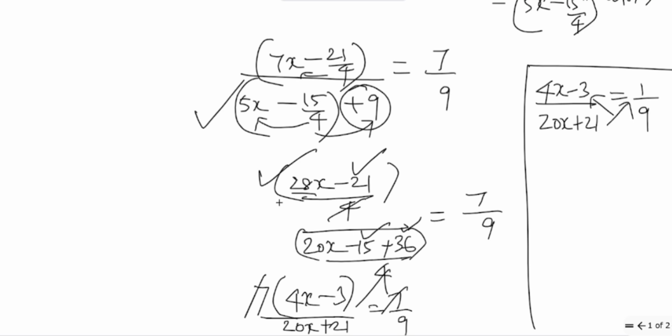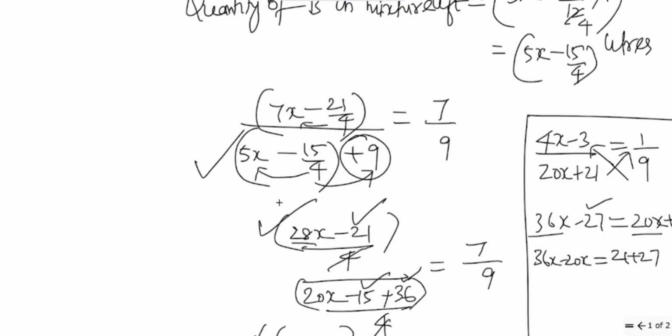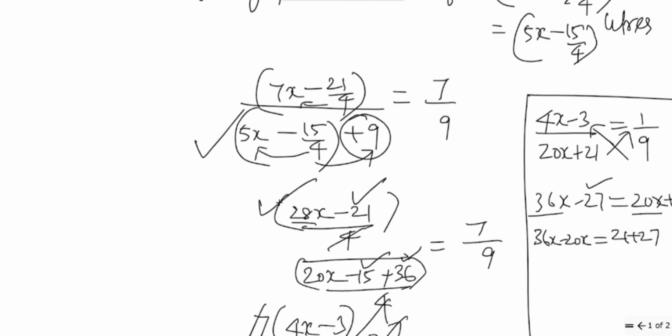We can do cross multiplication. So 9 times 4 is 36x minus 27, that is equal to 20x plus 21. We can combine the like terms on one side, so 36 minus 20, and similarly 21 plus 27. This number moves on to the other side, it becomes plus. 16x is equal to 48, x equals 3. So this is the common factor.